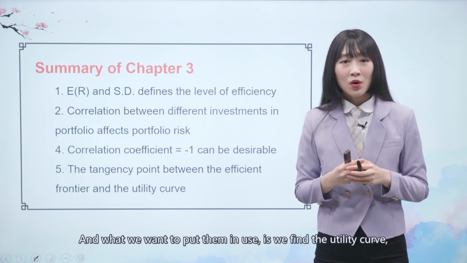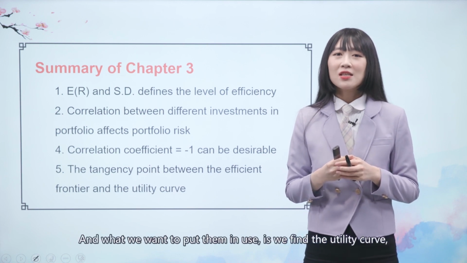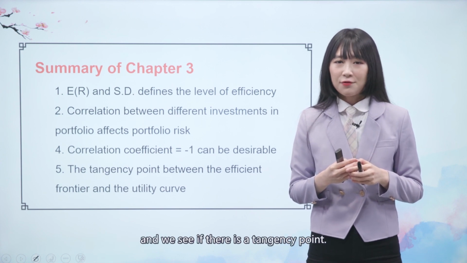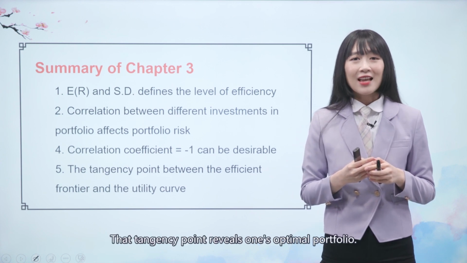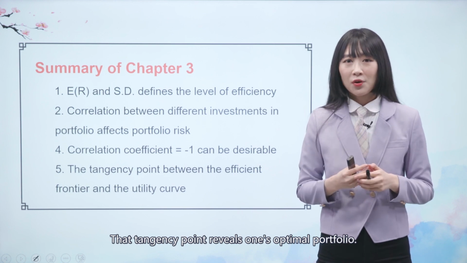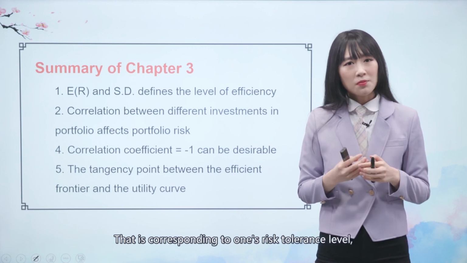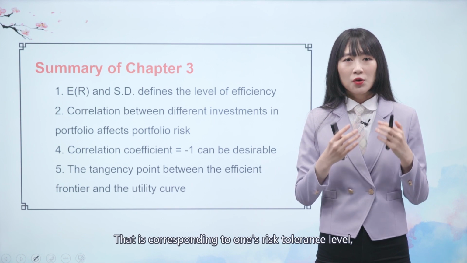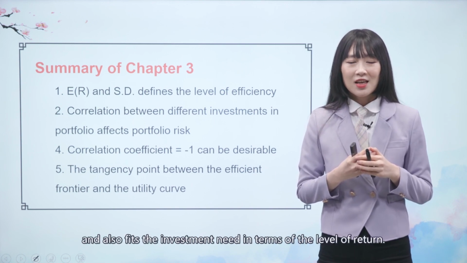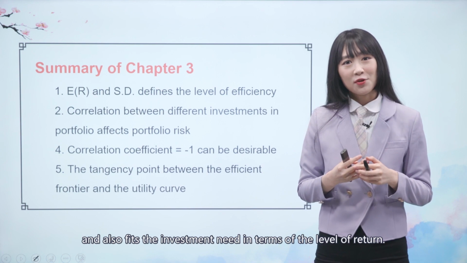Now, we also learned the efficient frontier, which gathers all the efficient investment choices available on the capital market. And what we want to put them to use is we find the utility curve and we see if there is a tangency point. That tangency point reveals one's optimal portfolio that is corresponding to one's risk tolerance level and also fits their investment need in terms of the level of return.